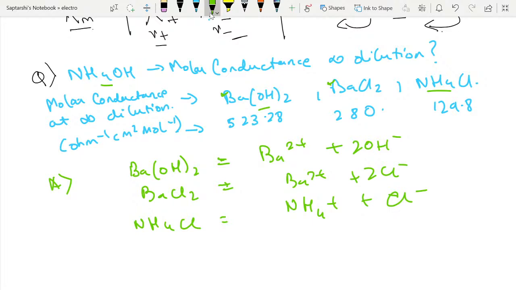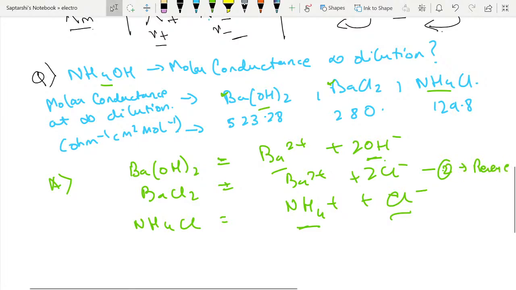So for barium hydroxide, it means that both barium and the hydroxide anion will contribute. For BaCl2, it means both barium and the chloride will contribute. For NH4Cl, it means that the NH4 plus ion and the Cl minus ion will contribute. But what we need is NH4OH, right? So we need to have this on the right hand side because we need this as a product, right? And that means we need to cancel out Cl minus, we need to cancel out Ba2 plus, and the way to do it is to reverse the second equation. So let us reverse it.